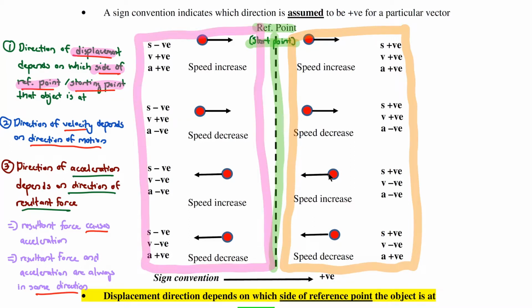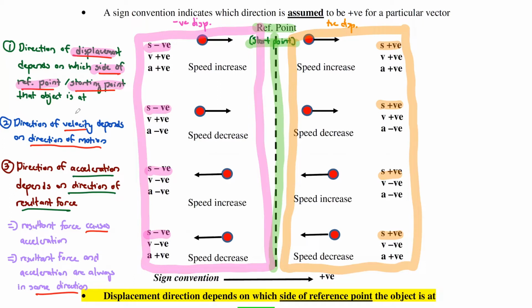There will always be two sides, one on each side of the reference point, as we can see here. We will define the right side as positive displacement and the left side as negative displacement. Any object on the right side of the reference point will be having positive displacement. Meanwhile, any object on the left side of the reference point will be having negative displacement. This is regardless of whether the object is moving towards the right or left or speeding up or slowing down. What really matters is the side of the reference point that the objects were at.